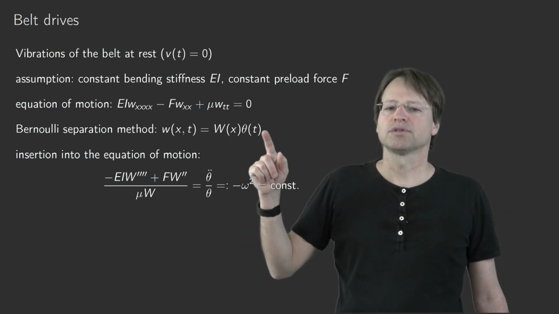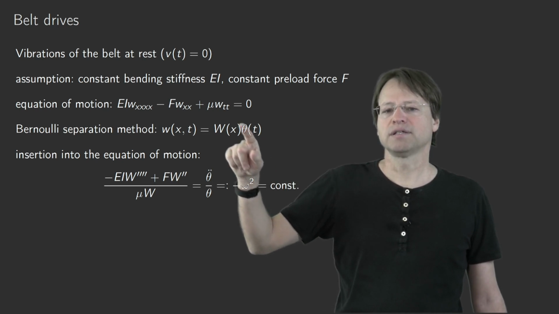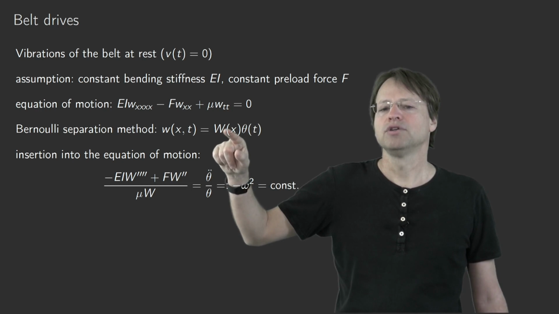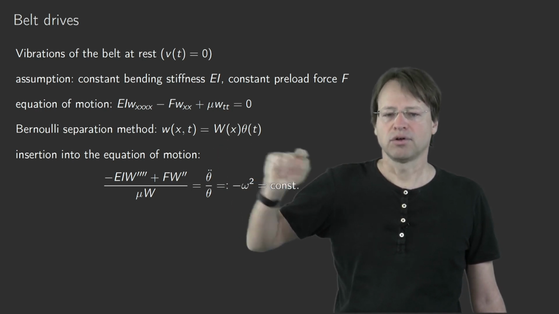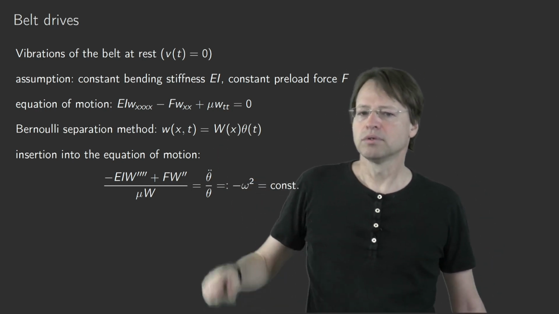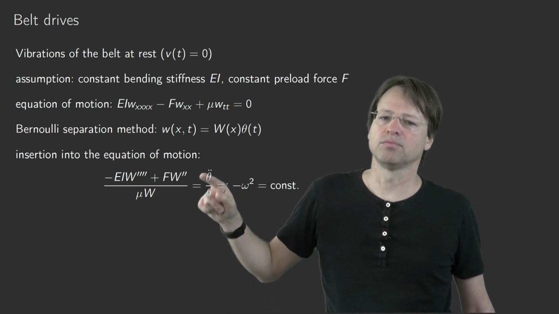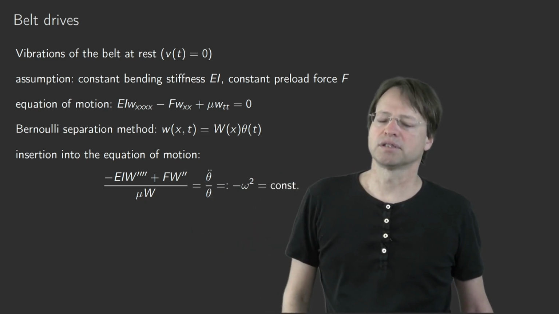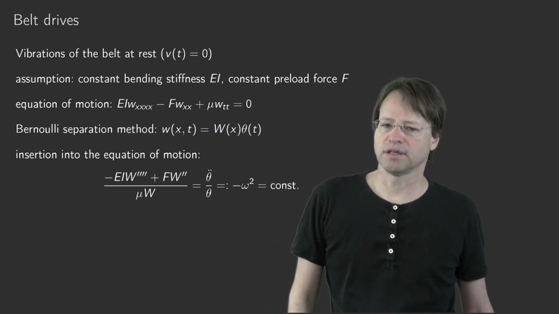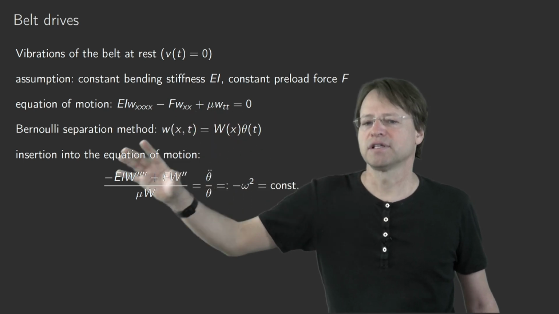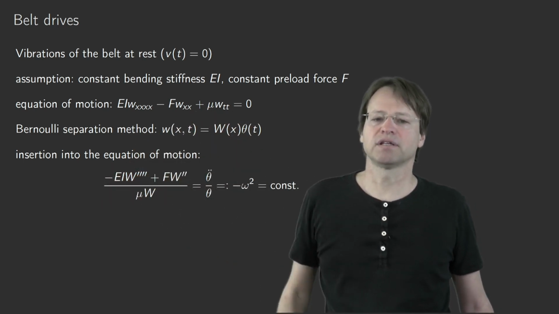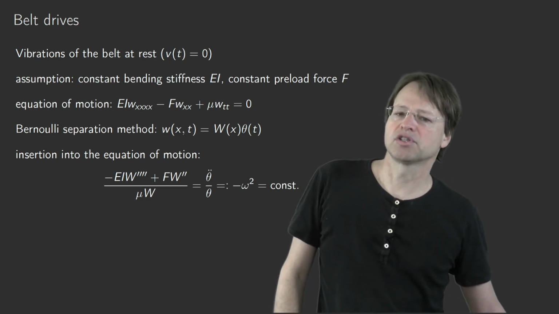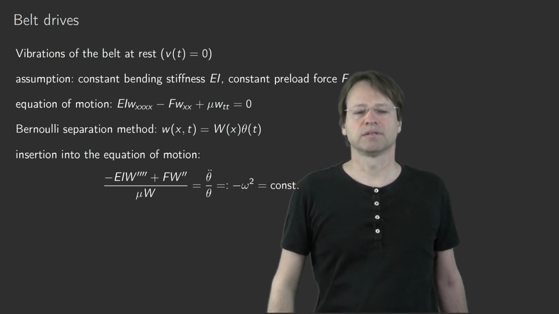Well, if you insert the setting here, then you get twice the derivative with respect to time. Here it is. And now you have to divide by w to get rid of the term w that is space dependent. So you divide by mu times w, and it appears then in the denominator of the left-hand side. So with this, the left-hand side is completely space dependent, while the right-hand side is completely time dependent. And therefore these expressions must be constant.